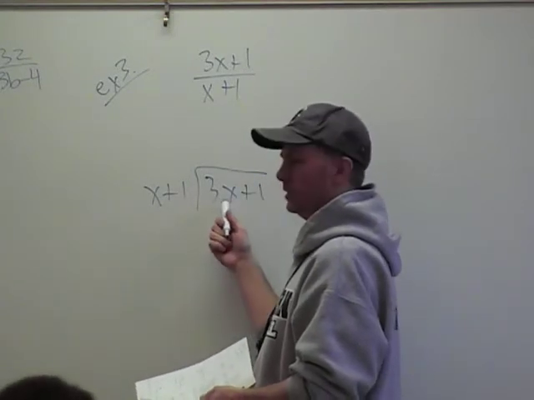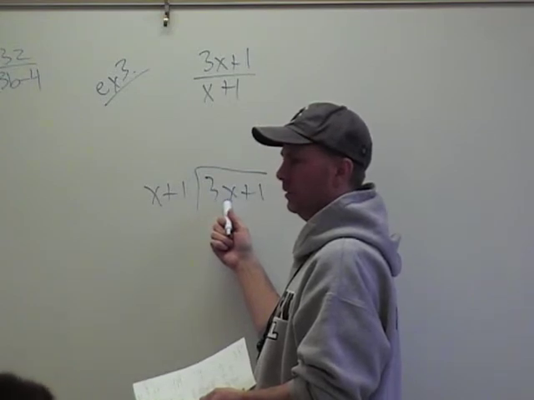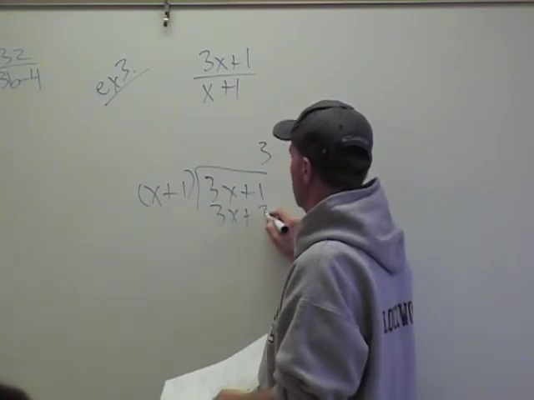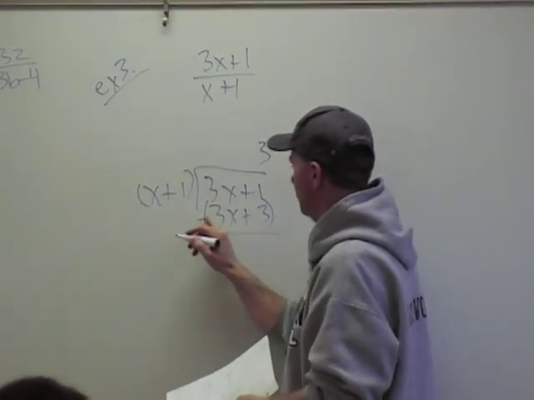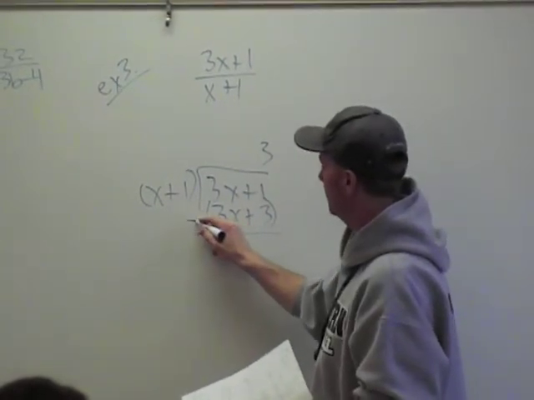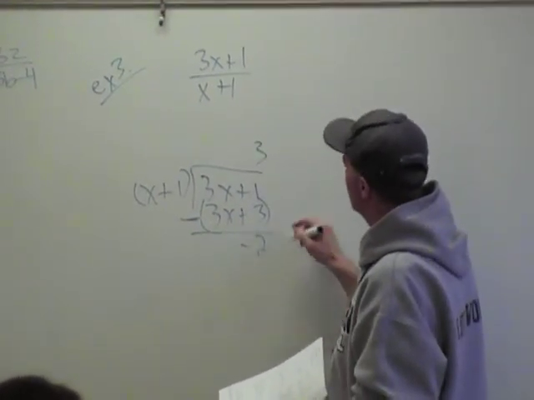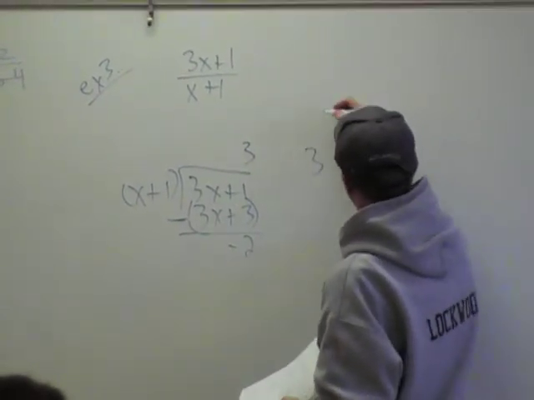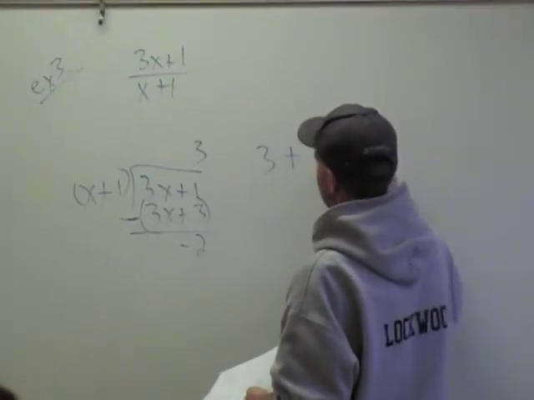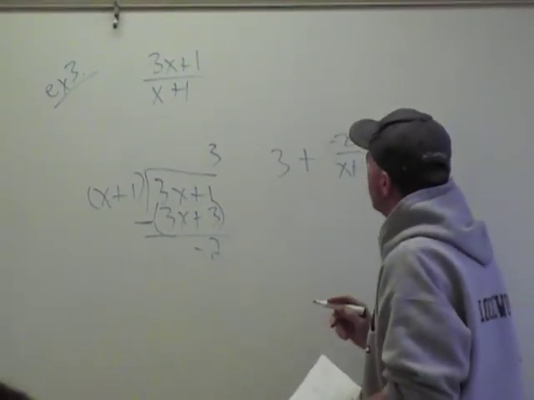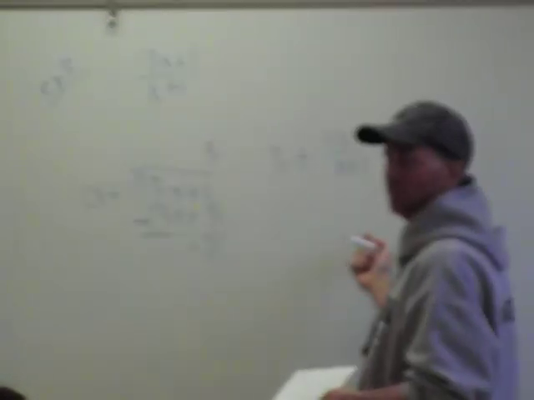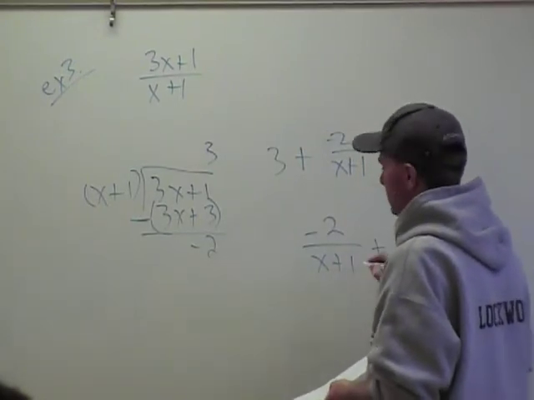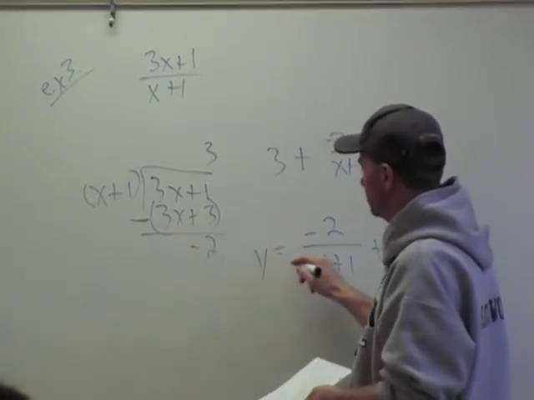What times x is 3x, Sophie? Okay, so 3x plus 3. Sophie, what do you get? Negative 2. Thank you. So my answer is 3 plus 2 over x plus 1. Oh, negative 2, sorry. Is that right? Okay. Would it be alright if I wrote it like this? Negative 2 over x plus 1 plus 3? Yeah. It's the same.